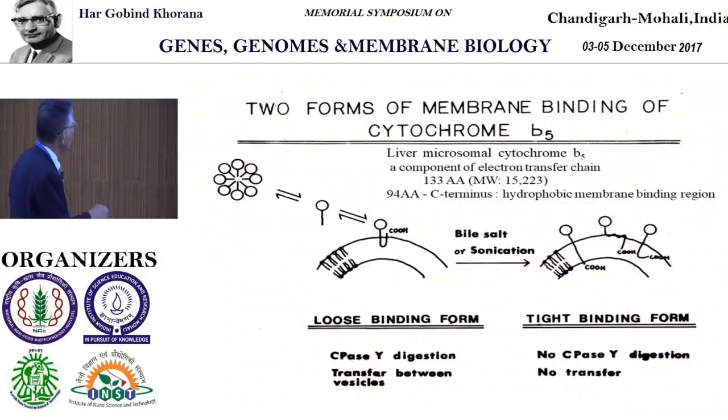If you have another type of membrane like mitochondria, then this moves to another vesicle. So it has a capacity to transfer between vesicles. And if you apply carboxypeptidase, then it eventually loses the ability to bind to phospholipid vesicles. These are called the loose binding form.